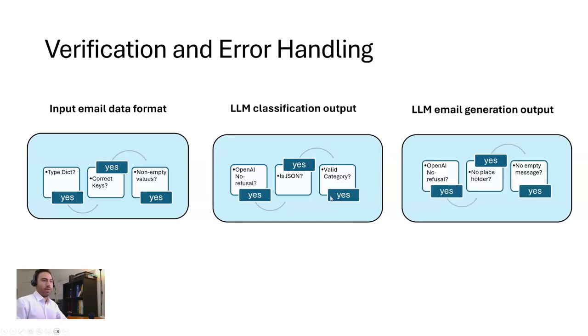And then the next verification is the LLM email generation output. For that, again, I needed to make sure that OpenAI did not refuse the response, and then I needed to make sure that there is no placeholder in the generated response. There is no open bracket, close bracket, or curly brackets, and also I need to make sure it is a non-empty message. OpenAI did not return an empty response message.